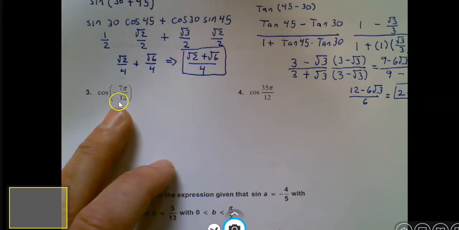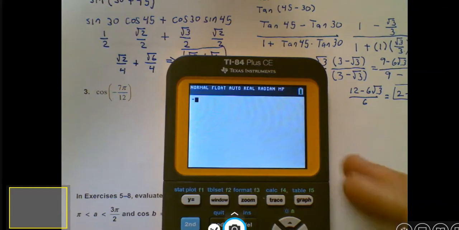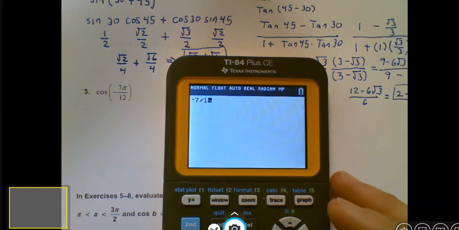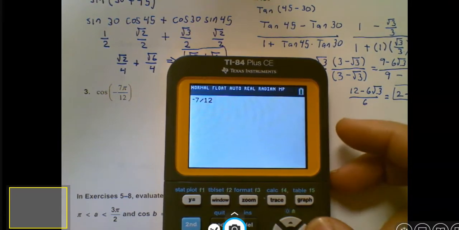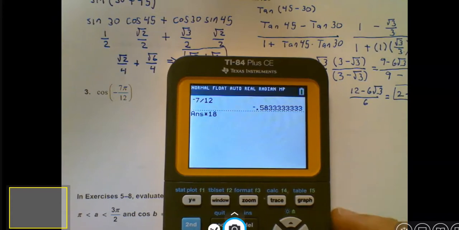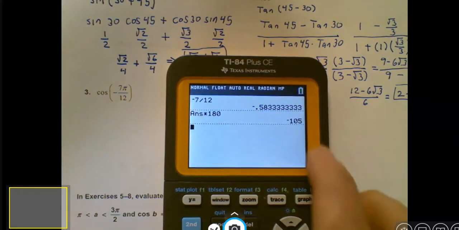If I wanted to convert this to degrees, we would just multiply by 180 over pi. So I'm going to do negative 7/12. Remember, these pi's cancel, so I'm just doing my negative 7/12 times, and instead of saying 180 over pi, I'm just going to say 180 because the pi's would cancel anyway. And so we're at negative 105 degrees.